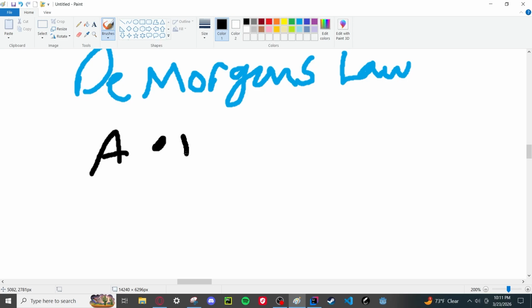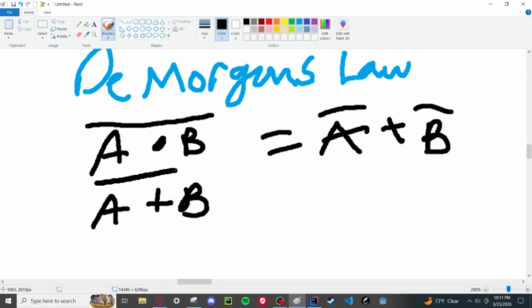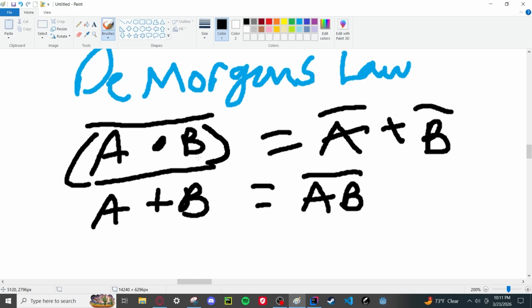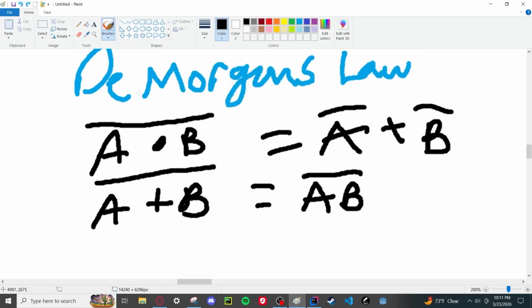So if you have something like not (A and B), it's the same thing as not A or not B. And then if you have not (A or B), it's the same thing as not A and not B. So you can kind of view it as taking this expression. This is how I view it. This is what makes sense in my head.